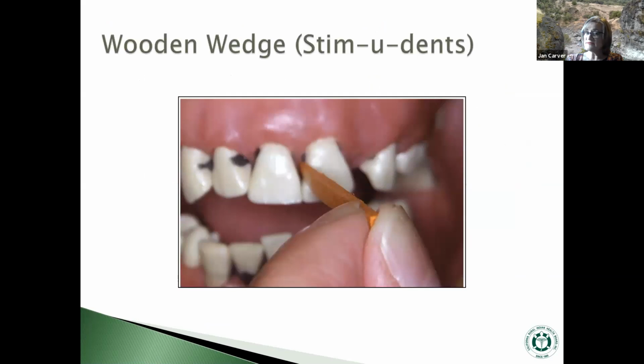You can use Stim-u-dents. This is one of those that you also don't want to use unless you already have spaces between your teeth, or you'll create some. If you are using Stim-u-dents, use the flat side towards your gums, not the pointy side. I don't know what this black stuff is on here, but I'm guessing it's some kind of tobacco. Maybe this person does chew, because it frequently can look that way on teeth, but I don't know that for certain.